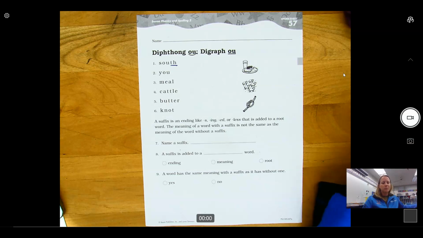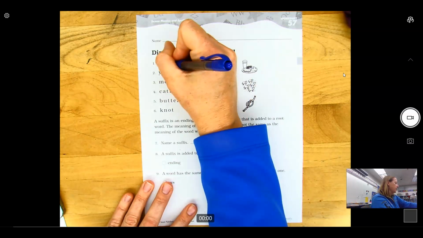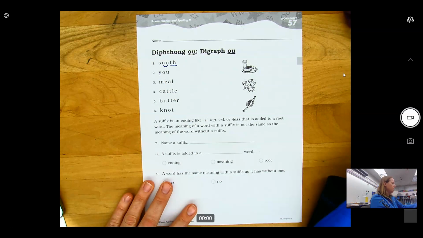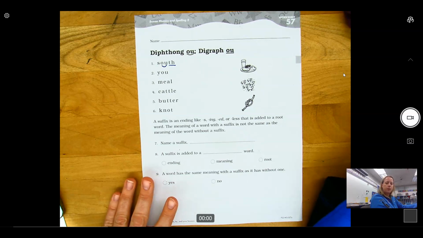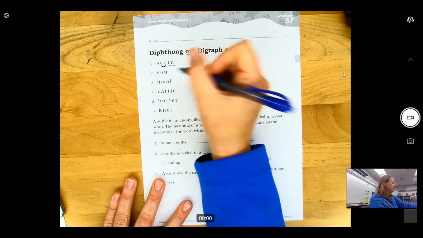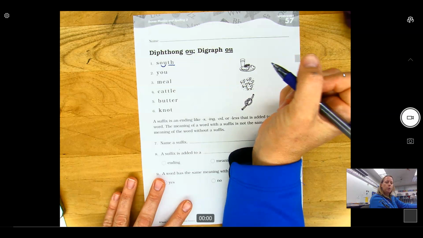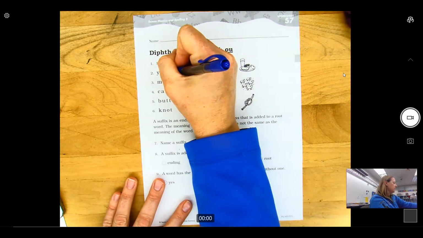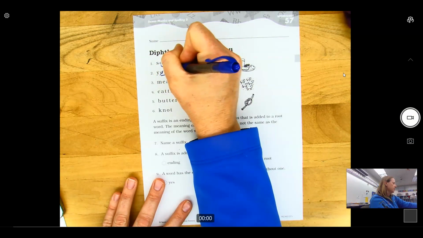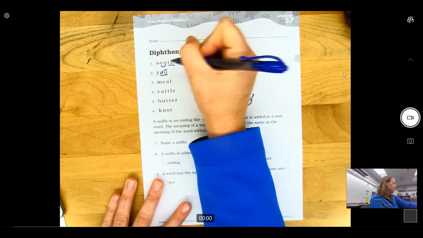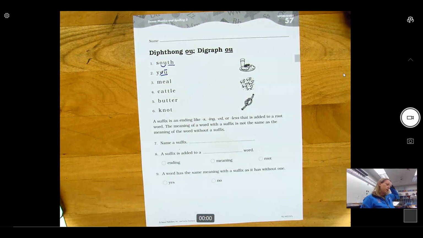S-ooth, I don't know what that is. That's not a word. Or south, south. I know what a south is. So we code it with an arc. The next one is going to say, y-ooh, so we code it with a digraph, cross out the O, it's digraph O, U, and put a macron on the U.